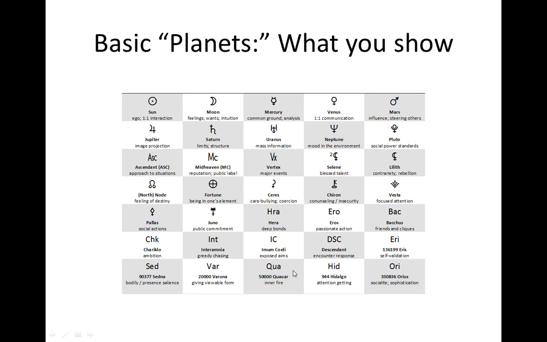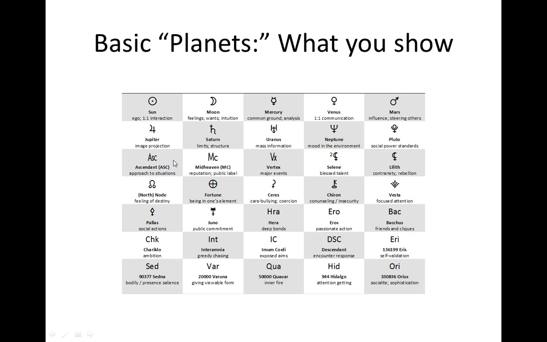These last four can be a little bit weird, so let me get to Varuna. Varuna is, I guess, a minor planet which gives viewable form to things. This is a little bit complicated to explain, but basically where you have stuff on Varuna, that stuff is more apparently visible to other people. I guess that's the best way to describe it.